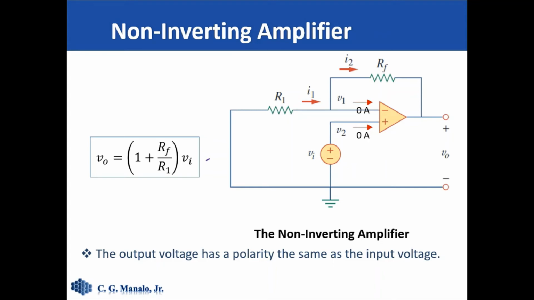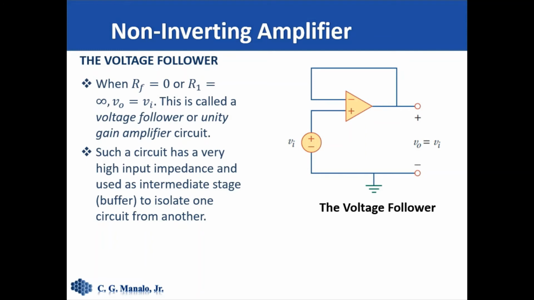So how do we get this? We can write KCL here. Current entering I sub 1 must be equal to current leaving I sub 2. I sub 1 is 0 minus V sub 1. But V sub 1 is V sub I, so divided by R sub 1. And I sub 2 is V sub 1, which is V sub I, minus V naught divided by R sub F. So solving for V sub naught, that should give us this answer.